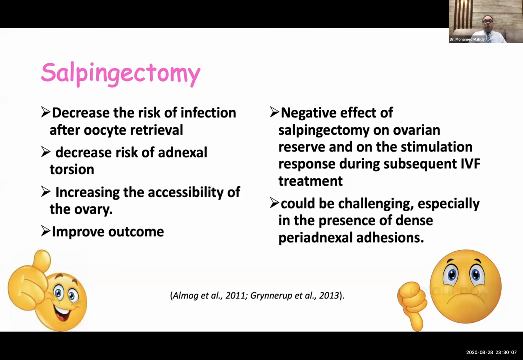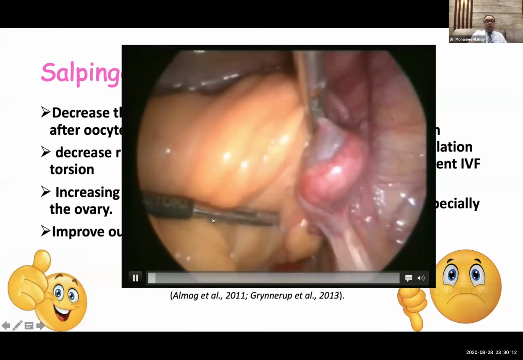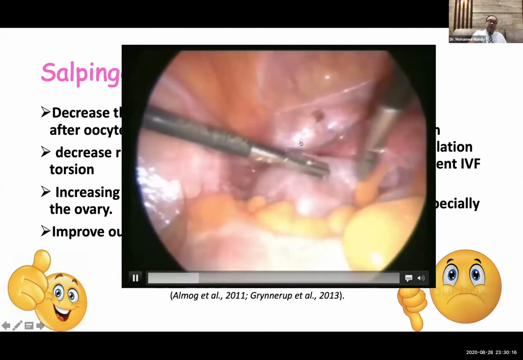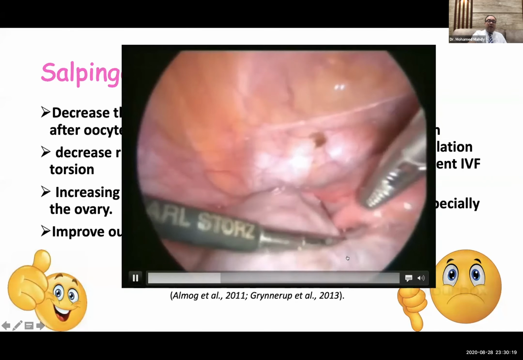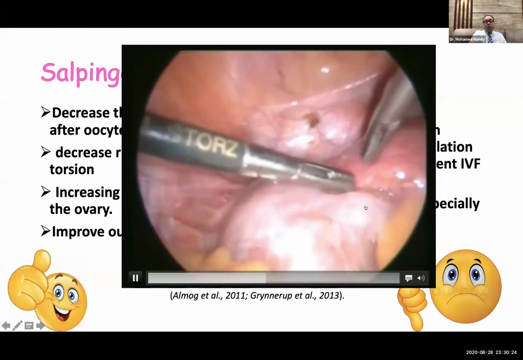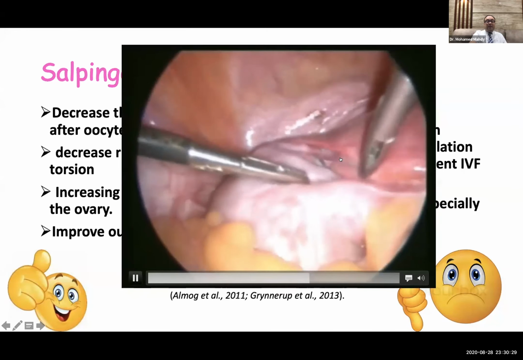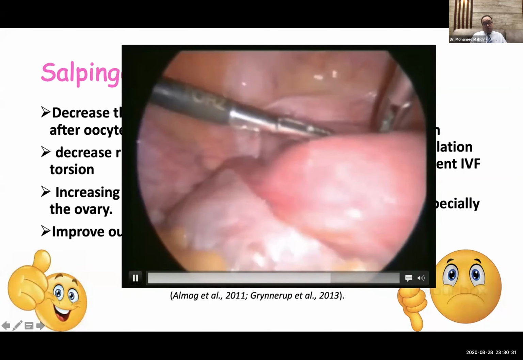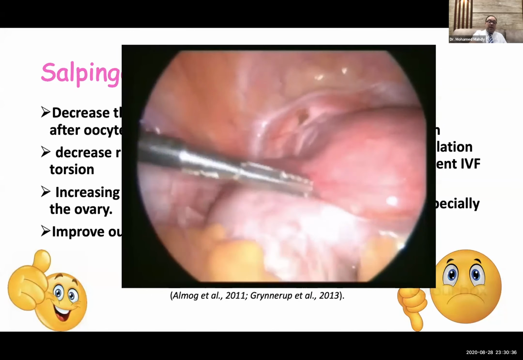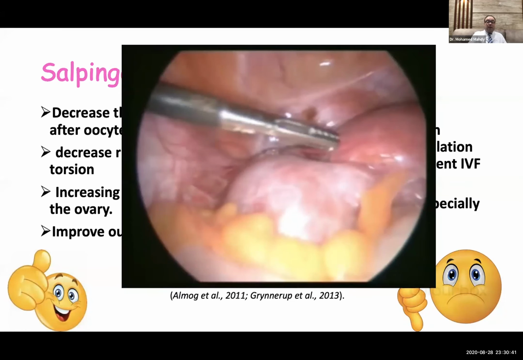Also, it could be challenging, especially in cases like this case. You go for bilateral tubal ligation, you found this tube easy, but the left tube is embedded within adhesions, ovarian and colonic and uterine. It's very difficult to do salpingectomy in this case, so you only do tubal disconnection without doing salpingectomy. So the drawbacks of salpingectomy: difficulty in cases like this, and decreasing ovarian reserve or decreasing the outcome after ICSI.